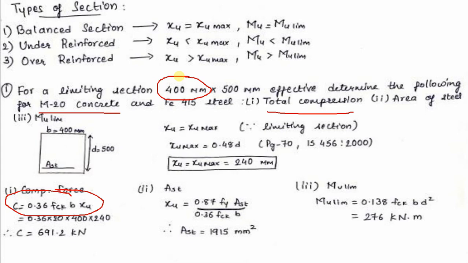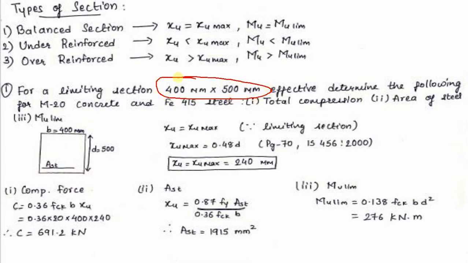Again, if there is any dilemma regarding the size of a structure or size of a beam, keep in mind that the size will always be in the form of B cross D. That means the first term will always be the width, and the second term will always be the depth. That depth could be effective depth or overall depth. It will always be mentioned in the question.